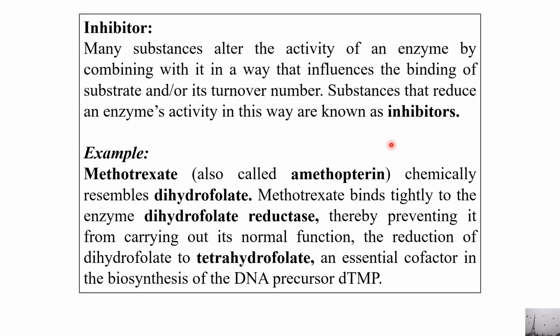Now what are inhibitors? Inhibitors basically alter the activity of the enzyme by combining with it in a way that decreases the binding of the substrate or its turnover number. Substances that reduce an enzyme's activity in this way are known as inhibitors. There are examples such as methotrexate, which chemically resembles dihydrofolate. It binds tightly to the enzyme dihydrofolate reductase, thereby preventing it from carrying out its normal function, the reduction of dihydrofolate to tetrahydrofolate, an essential cofactor in the synthesis of the DNA precursor dTMP.